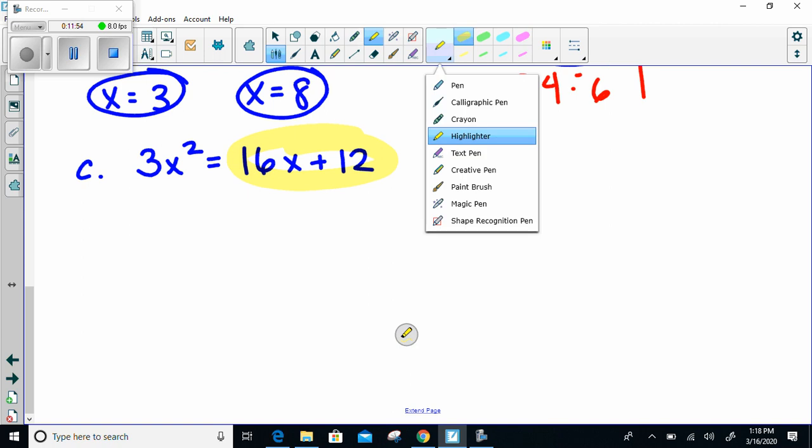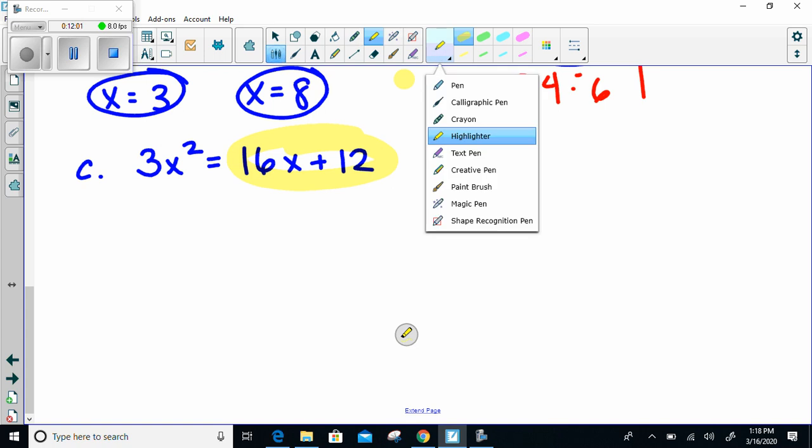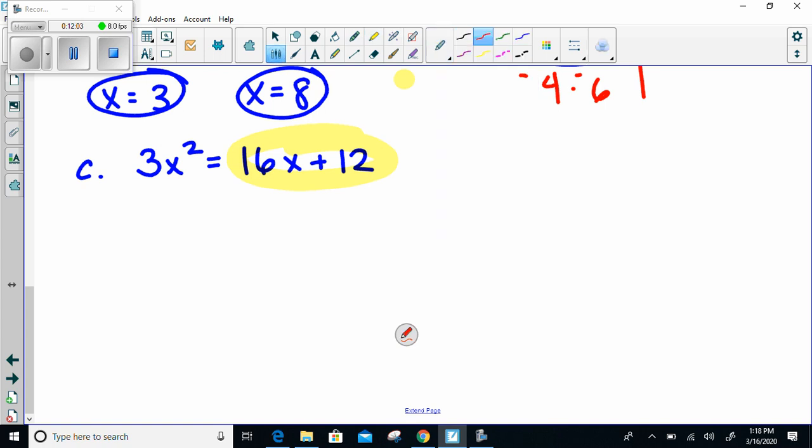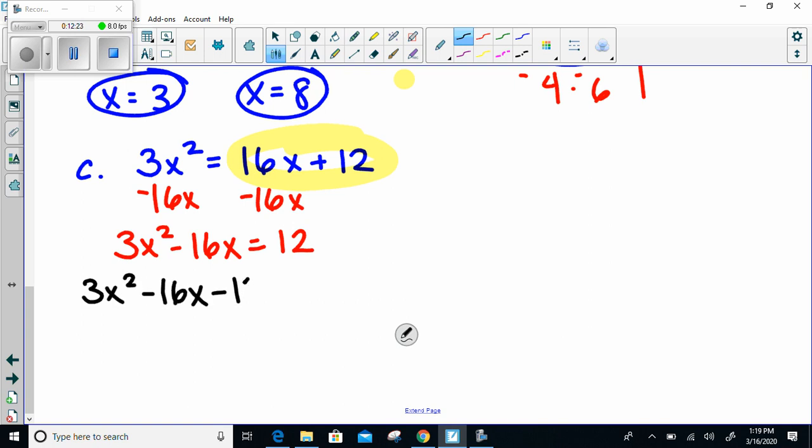So there goes mine. Got a little bit of a delay going on with my pens there. So I'm going to subtract my 16x from both sides and move it over to this side. So I have 3x squared minus 16x is equal to 12. And then for my last step, I am going to subtract 12 from both sides to get it to the other side. And then I've got the entire quadratic on one side, and it is equal to 0. And now we'll proceed with factoring this thing.